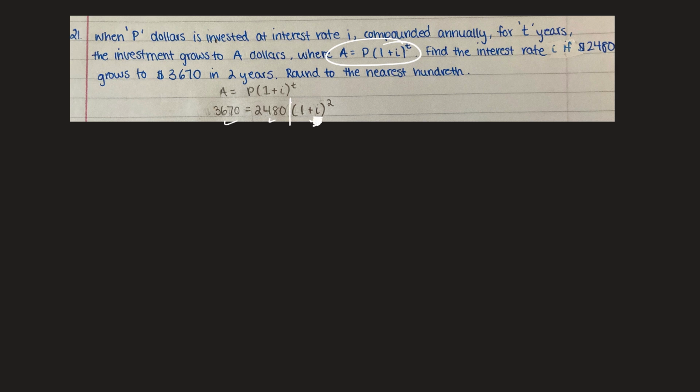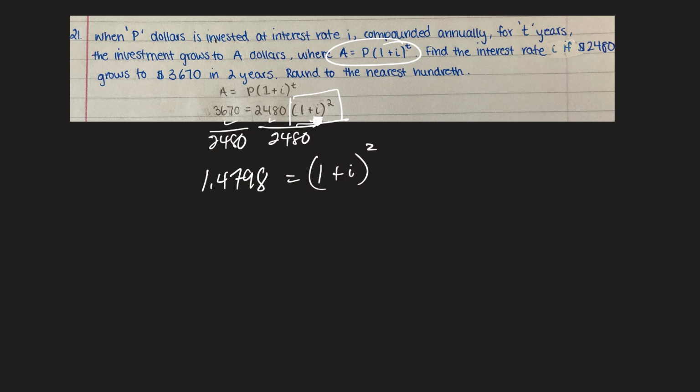So first thing I would do is get this by itself. So let's divide both sides by 2480. And I'm just going to write a decimal for that. Okay, 3670 divided by 2480. So that's 1.4798, etc., is equal to 1 plus I all squared.